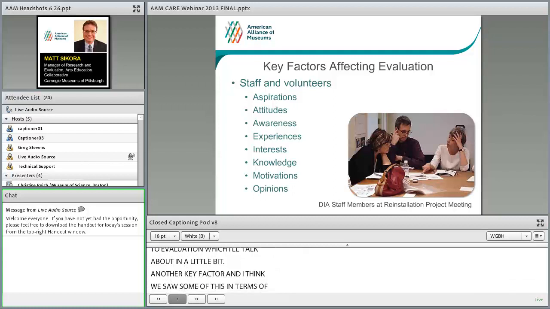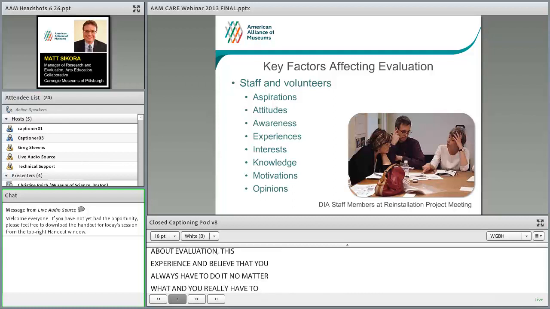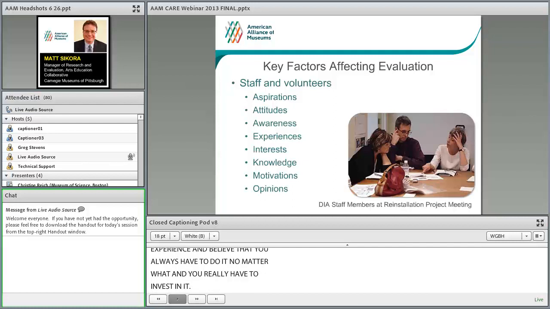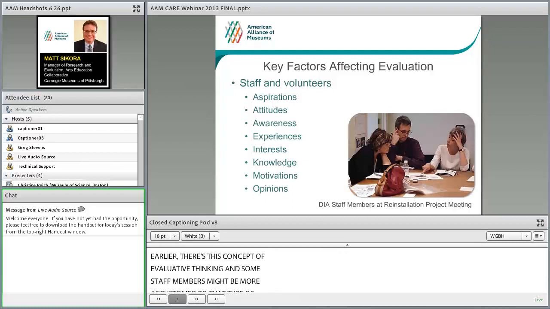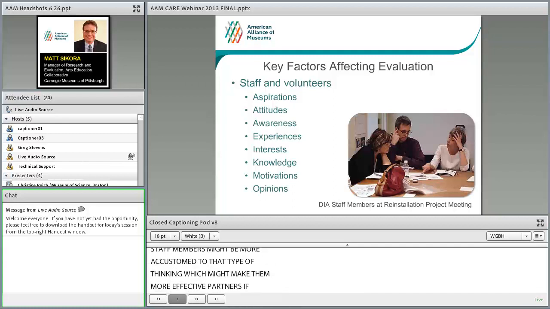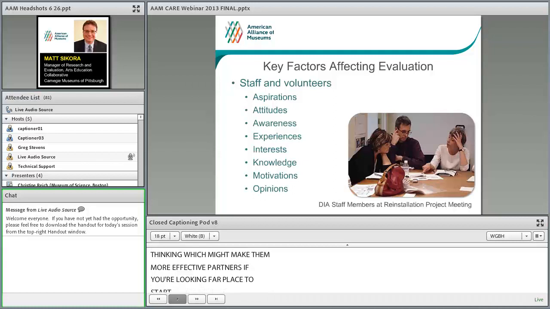Another key factor, and I think we saw some of this in the lists that came up earlier, are staff and volunteers. They are both your partners in the evaluation process, but they're also participants, in that they're the people you're hoping to influence in some way at that intermediate level. It's unlikely that most staff members in your organization have a tremendous wealth of knowledge about evaluation, this experience, and believe that you always have to do it no matter what and really invest in it. But as Christine was talking about earlier, there's this concept of evaluative thinking. Some staff members might be more accustomed to that type of thinking, which might make them more effective partners if you're looking for a place to start.